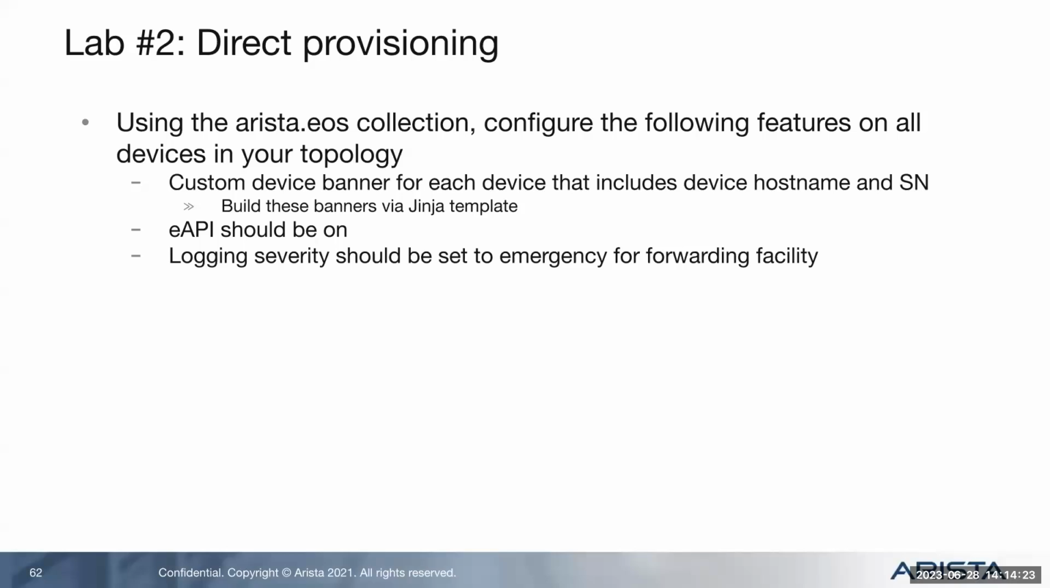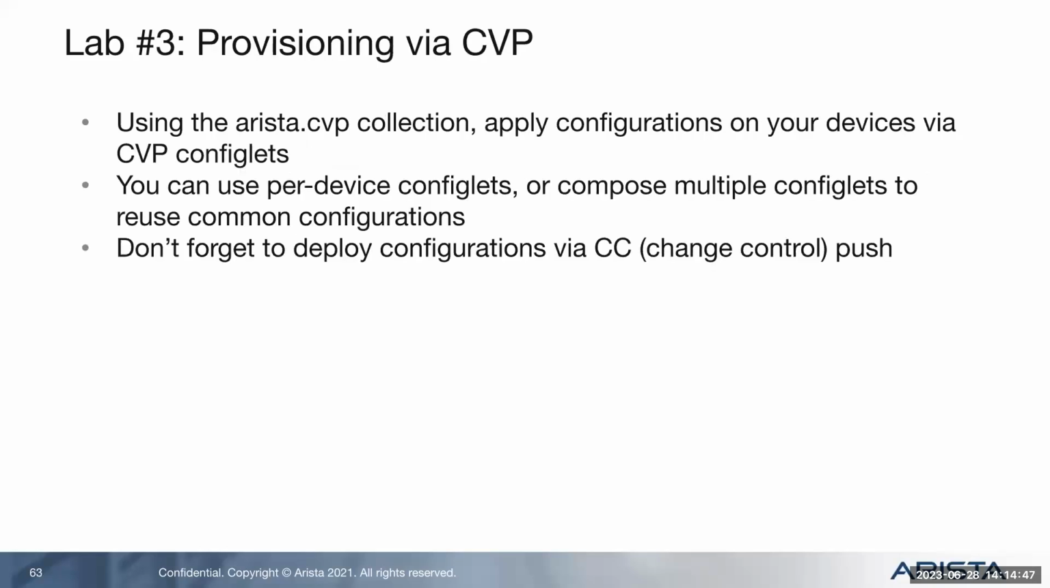From there, we're going to talk about how you can directly operate on devices. Here you'll be using the Arista EOS collection we've been mentioning, and you will configure device banners, you will turn eAPI on, and you'll set your login severity. That'll give you a chance to use a few modules from that collection and do some basic logic. Once that's in place, you step up a little bit and we go and do a full Arista CUP deployment with the CUP collection. This will use outputs you build in Lab 2 to create configlets that you apply within the system.